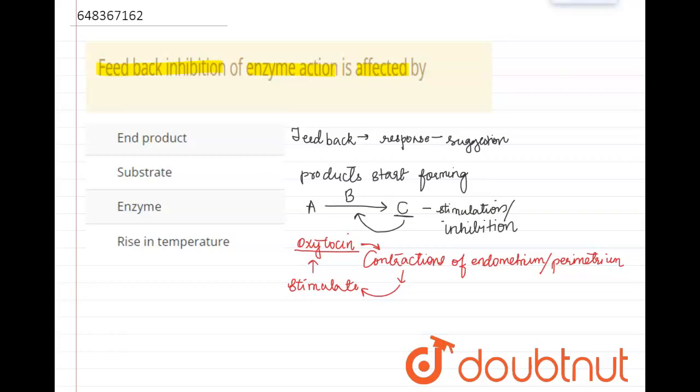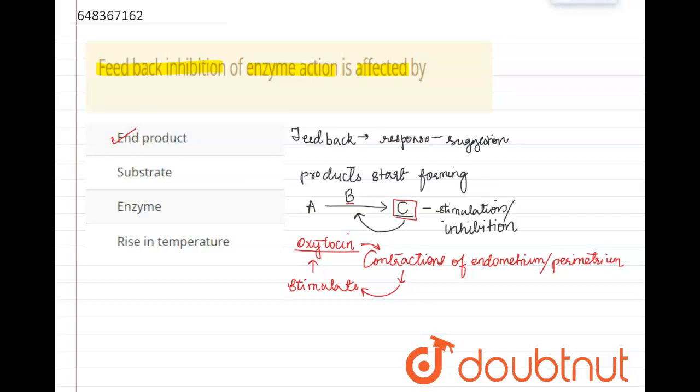Now, what is causing this feedback to increase or decrease? It is the formation of the product that defines how the feedback is. So as soon as the formation of product starts, the selective receptors are triggered and the feedback is produced. Hence, out of the given options, option A, that is the end product.